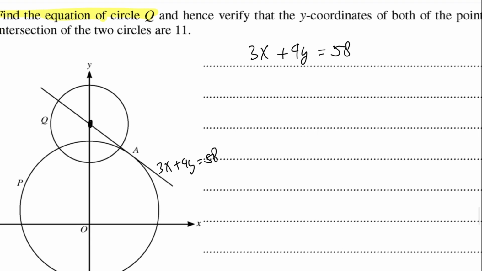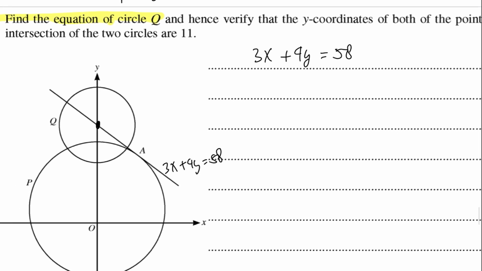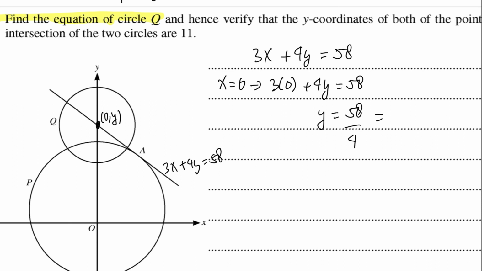We just need to substitute. So the y-intercept will be where x equals 0, so this is 0, comma y. Substitute x equals 0 to find the y. So we get 3 times 0 plus 4 times y equals 58, so y equals 58 divided by 4. Let me use the calculator to make it fast. We'll get 29 over 2, or 14.5.